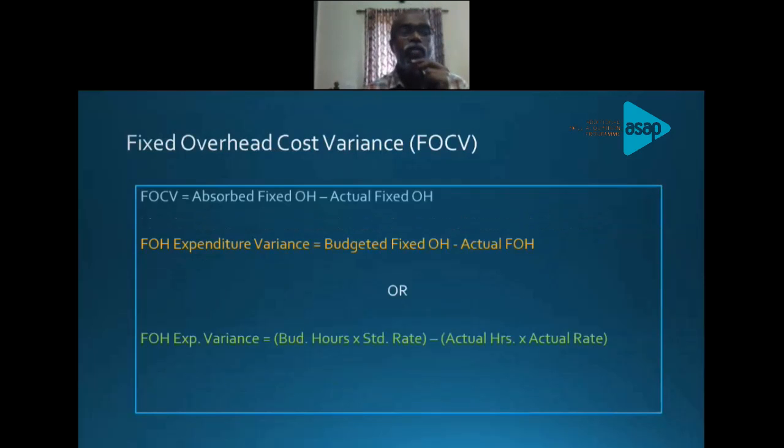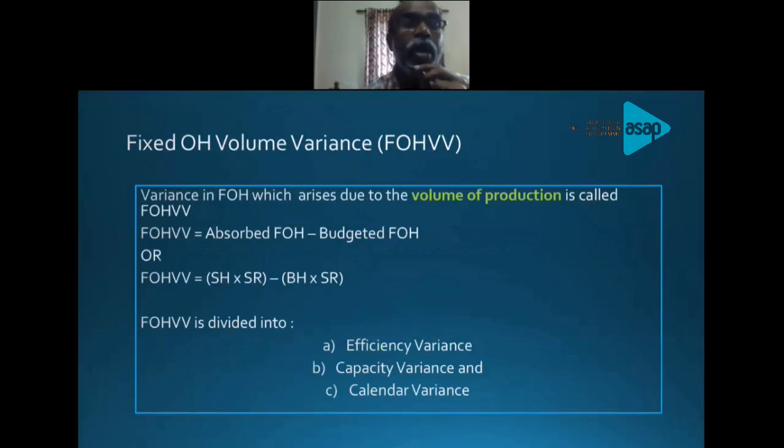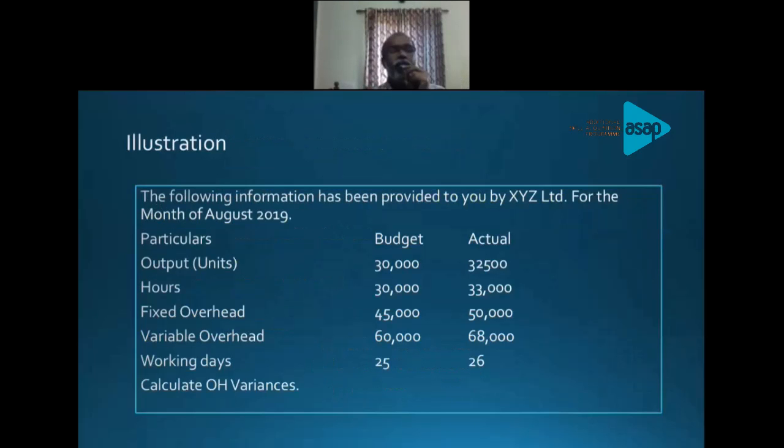As far as fixed overhead variances are concerned, fixed overhead cost variance is there, fixed overhead expenditure variance is there, fixed overhead volume variance is there. Volume variance is divided into three categories: efficiency, capacity, and calendar. Remember, calendar variance arises when there is a difference between the actual number of working days and the budgeted number of working days. With the illustration, this is only one illustration I have with you.